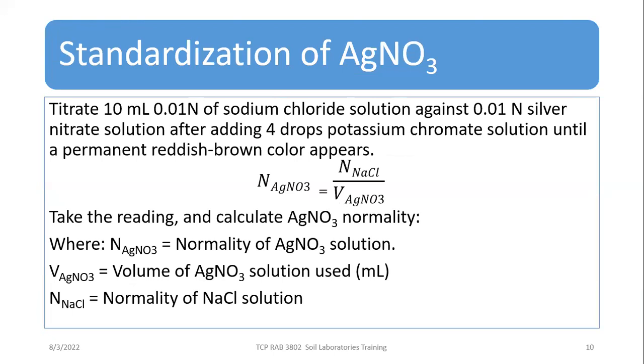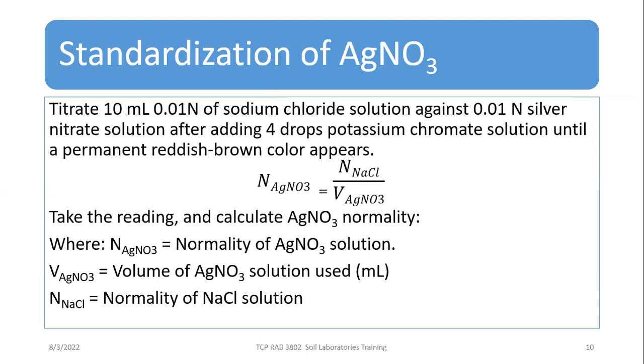For the process of standardization of silver nitrate, titrate 10 ml of the previously prepared sodium chloride solution of 0.01 normality. We take 10 ml against 0.01 normality silver nitrate. After adding the indicator, 4 drops of potassium chromate solution, titrate until a permanent reddish brown color appears.